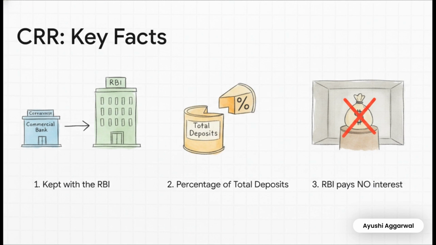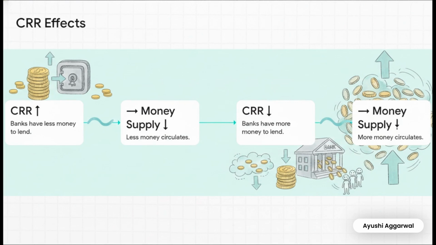Fact 2, it's calculated as a percentage of the bank's total deposits. And fact 3, this one's a big one, the RBI pays 0 interest to the bank on this CRR amount. And the logic you'll see is just as straightforward. Let's follow the chain. If the RBI increases the CRR, banks have to send more of their money over to the RBI. This means they have less cash on hand to lend out to you and me. The result? The money supply in the economy shrinks.